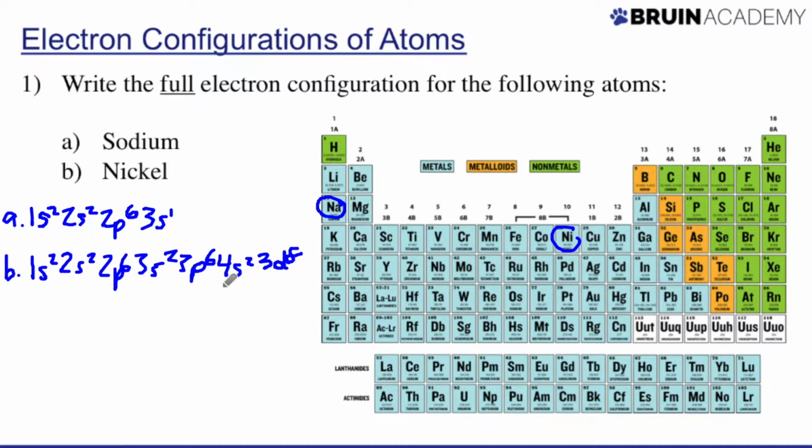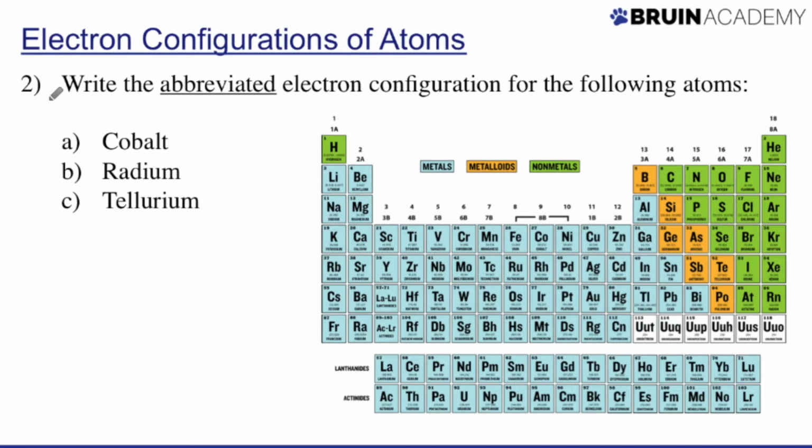And a lot of times what will happen is, by convention, you want to write these numbers in increasing order. So rather than write 4s2 before 3d8, you actually want to switch these two around. So the better way to write this would be to say 3d8 and then 4s2. So 1s2, 2s2, 2p6, 3s2, 3p6, 3d8, 4s2, and that's your electron configuration. So switch it.